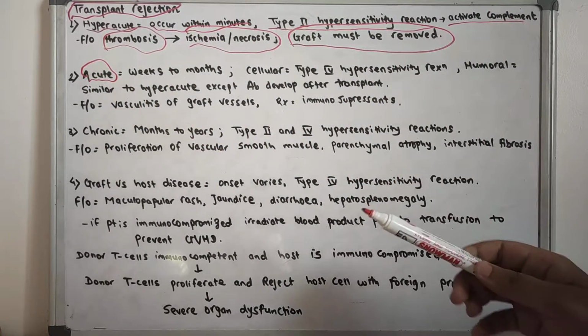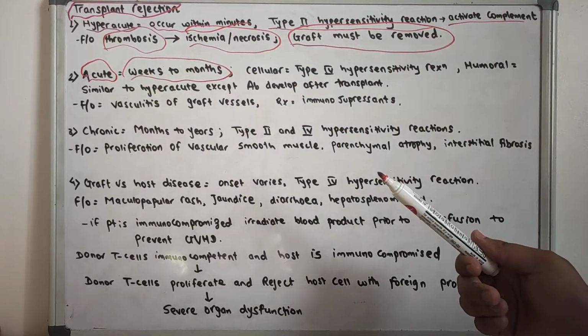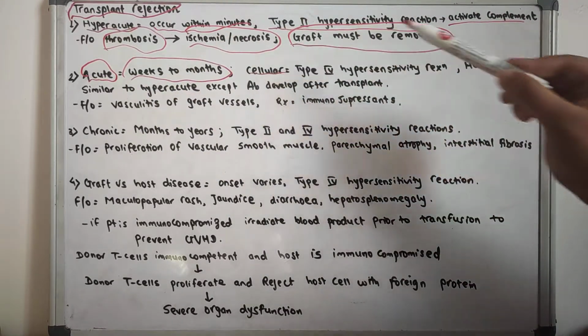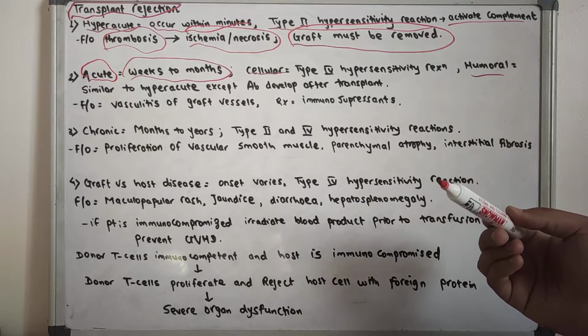Now let us discuss the acute transplant rejection. The acute transplant rejection can occur after weeks to months. So here there are two components. One is a cellular component and another is the humoral component. In the cellular component, type 4 hypersensitivity reaction occurs.